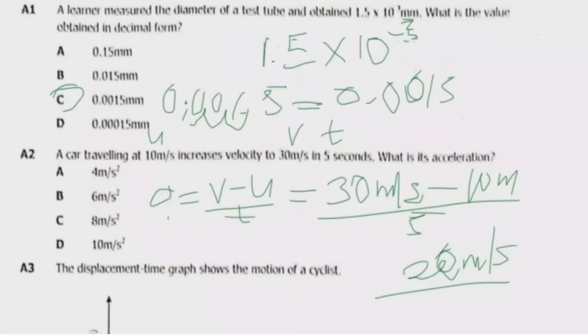Then we say, now what is time? Time, we know that is 5 seconds. So we divide by 5 seconds. 5 into 20 will give us 4. So that is 4 meters per second squared. So the correct answer is A.